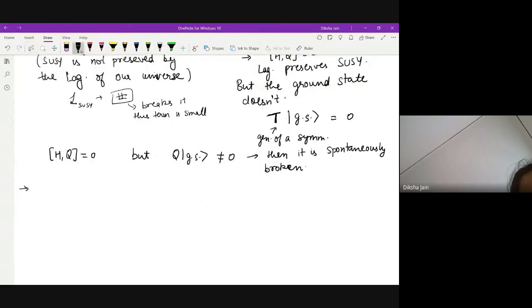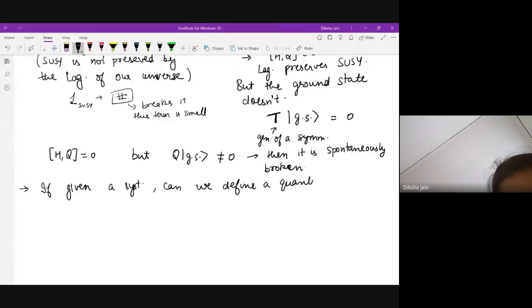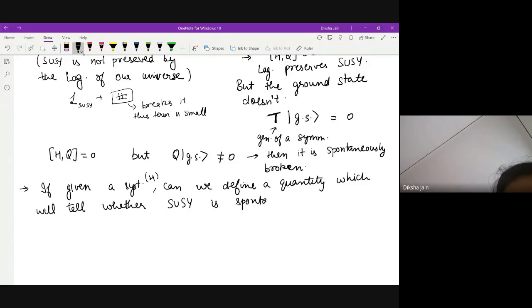Since we expect that in our universe, either SUSY is explicitly broken or spontaneously broken, it's a good question to ask: given a system, meaning given a Hamiltonian, can we define a quantity which will tell whether supersymmetry is spontaneously broken or not? This is the thing we want to know.